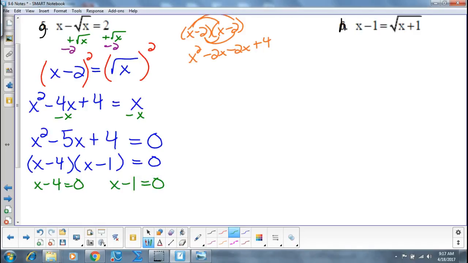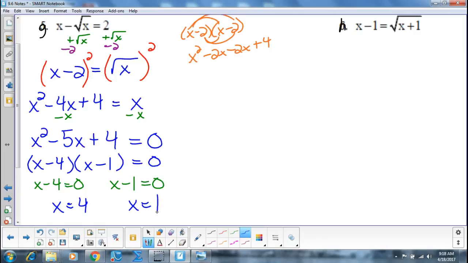So that's going to be x equals 4 and x equals 1. Right? Now what? Figure out which one's the real answer. Well, you got to check them both, right?